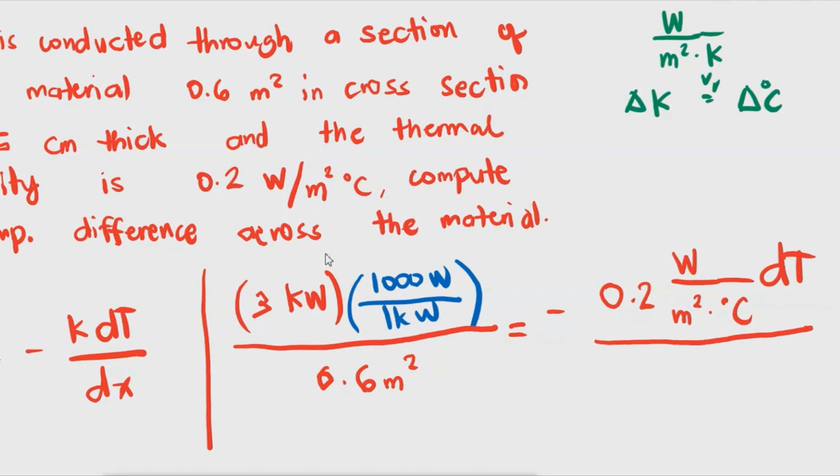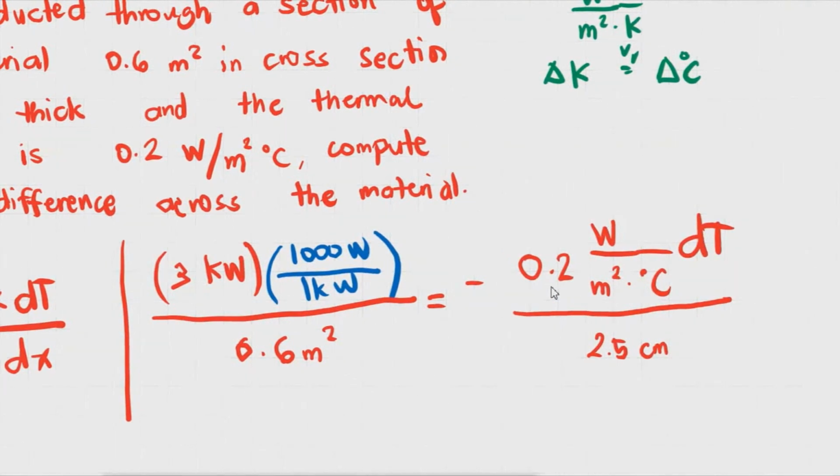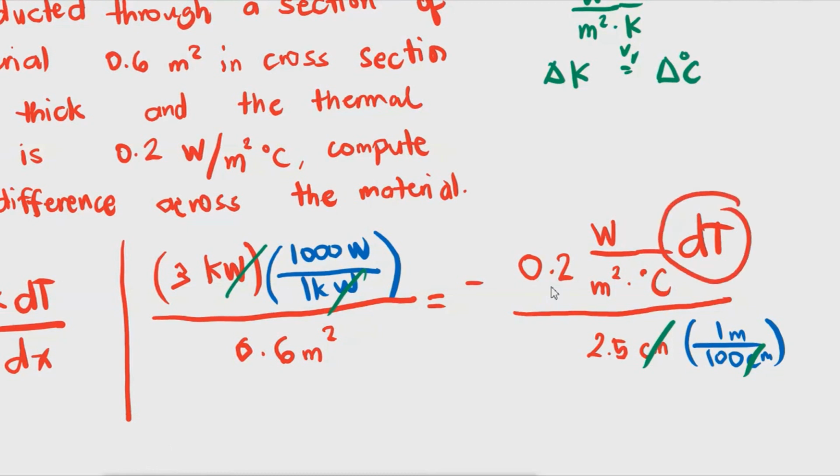So in this case, we can simply write 2.5 centimeter. And now remember, centimeter is not in MKS, so we need to convert this into the appropriate unit. So with that, we have 100 centimeters and then 1 meter. Okay, and then this cancels out, this one too. And now we could just simply solve for the value of this solution, and then we can now find dt, which is actually the temperature difference. So let's try solving this.